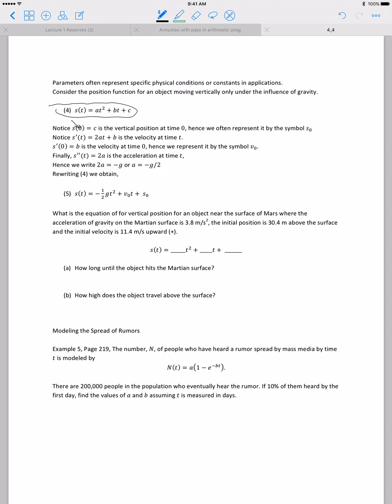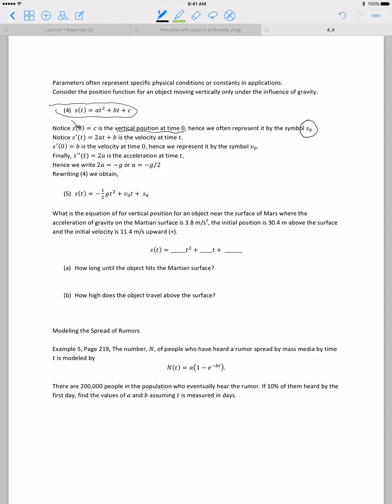So s sub 0 equals c. Well, s sub 0 is the vertical position at time 0. So sometimes we will represent that parameter c by the symbol s sub 0, for initial position. And notice if we take the derivative, s prime, we get 2at plus b.